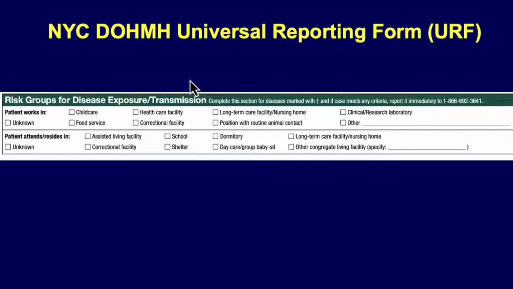There's also a section about whether the patient resides in a congregate setting where there's risk of epidemic spread, such as a nursing home or a correctional facility.